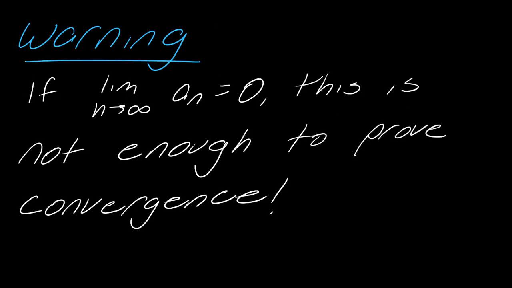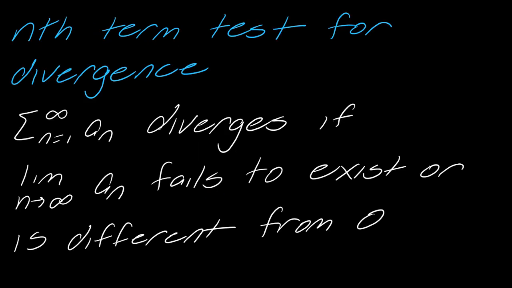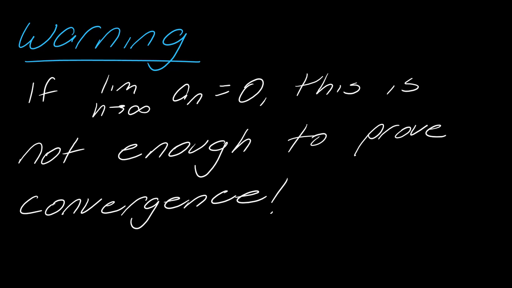But the one thing I want to reiterate here is that in the event that this limit does equal 0, this is not enough to prove convergence. This is only for divergence. As long as the limit fails to exist or is different from 0, it's guaranteed to diverge. But just because it equals 0 does not mean it converges. So I just want to be really clear on that.